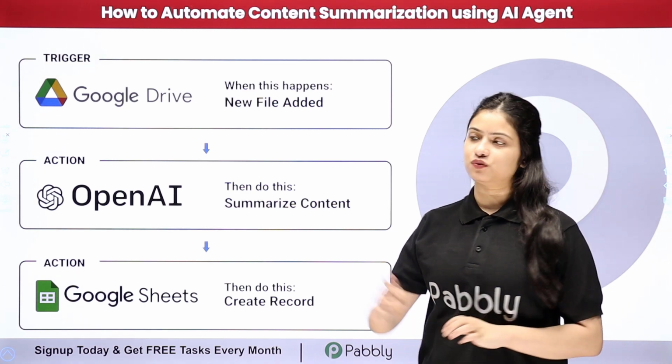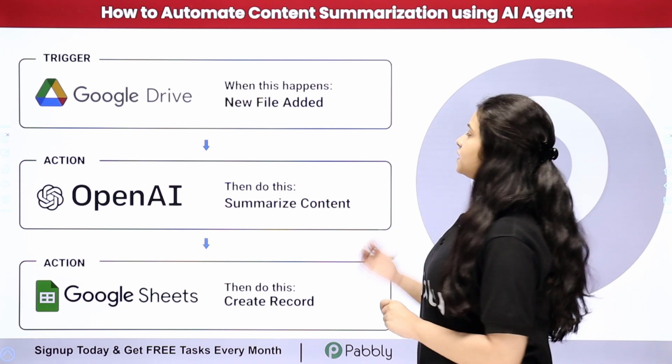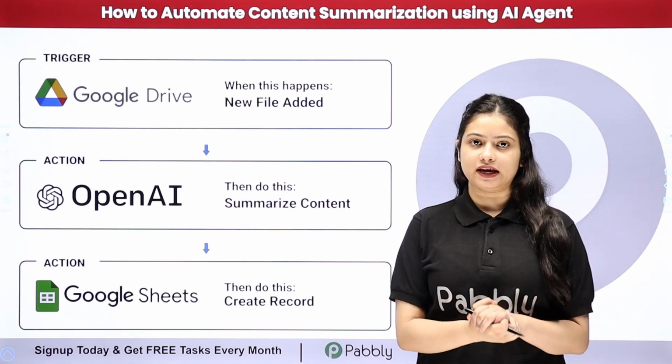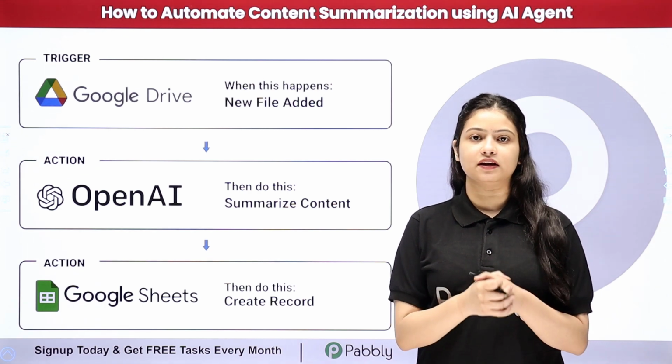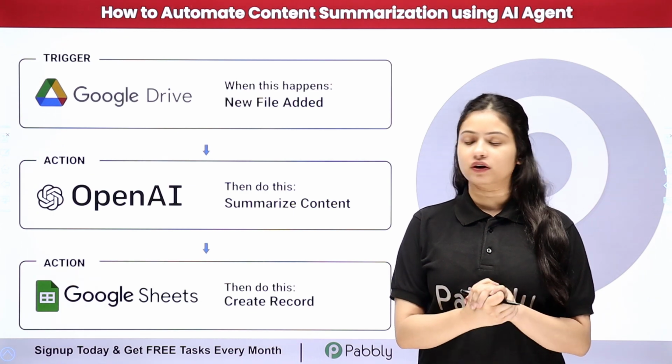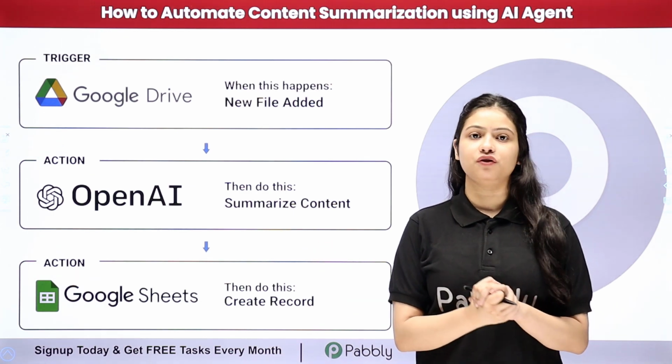In this video, we are going to learn how to automate content summarization using AI agent. So I am a content manager at a digital marketing agency. I am receiving multiple content in the form of PDFs from my content creators. I need to summarize each of the content and add the details in my Google Sheets for weekly records.